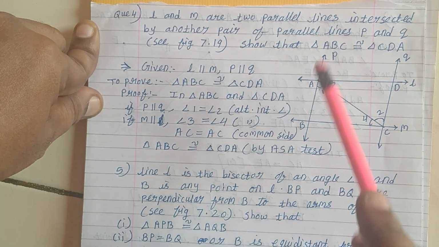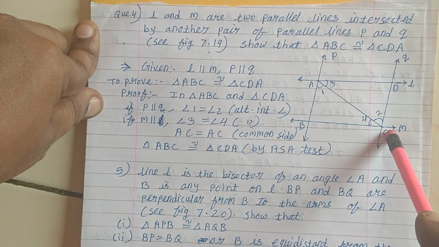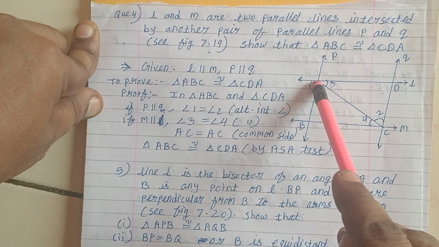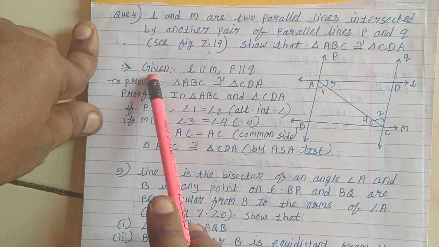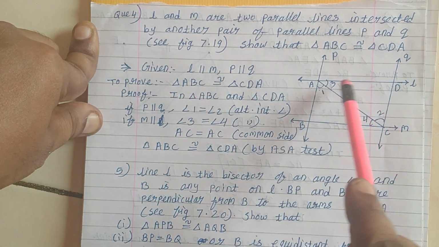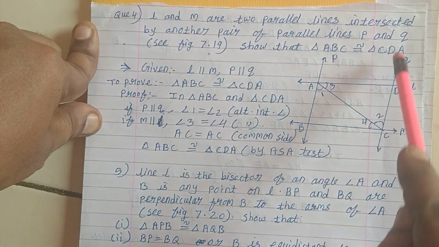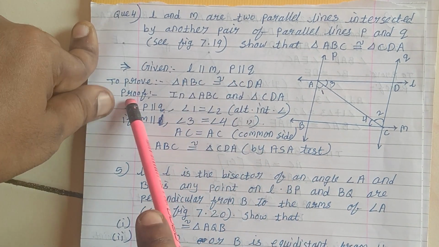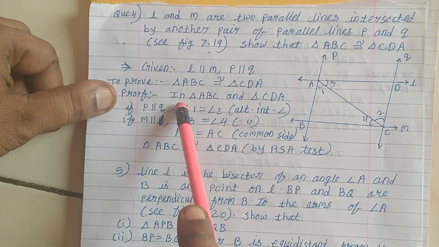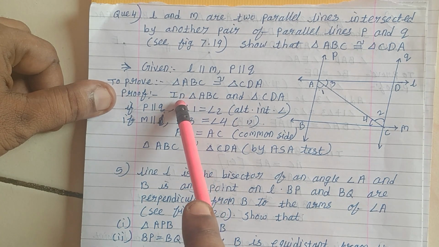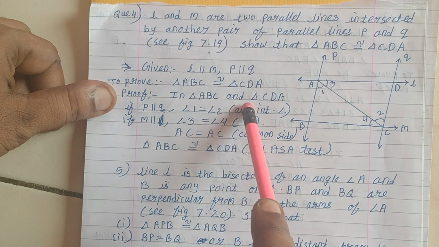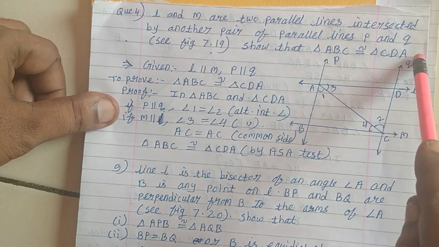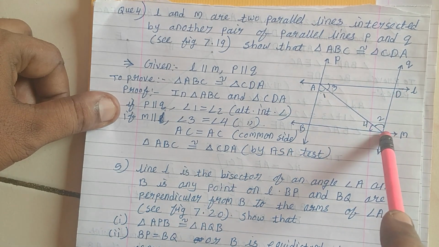We have to show triangle ABC is congruent to triangle CDA. This we have to show. Now we start with the given: L is parallel to M and P is parallel to Q. To prove: triangle ABC is congruent to triangle CDA. Now we will start the proof. We have to show three elements equal. So first step, in triangle ABC and triangle CDA, it is already given that P is parallel to Q, that means AB is parallel to CD.